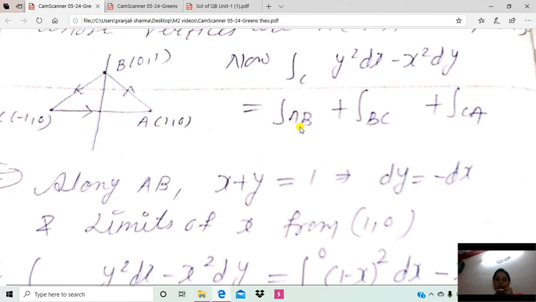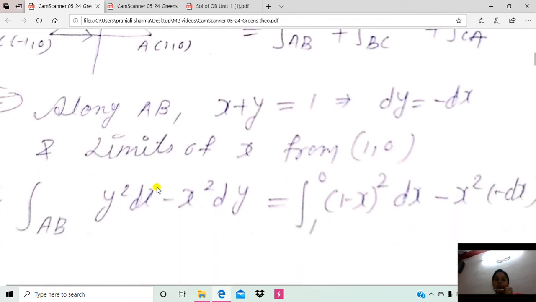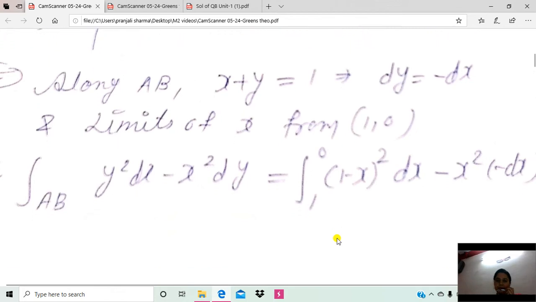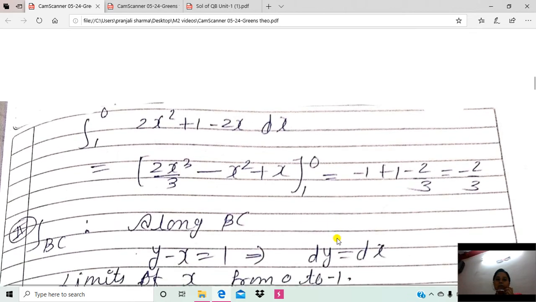So now we evaluate the integration along AB. In place of y square we have put 1 minus x square, and in place of dy we have put minus dx, and when we take dx as common, the integration is now 2x square plus 1 minus 2x dx, and limits are from 1 to 0 along AB.